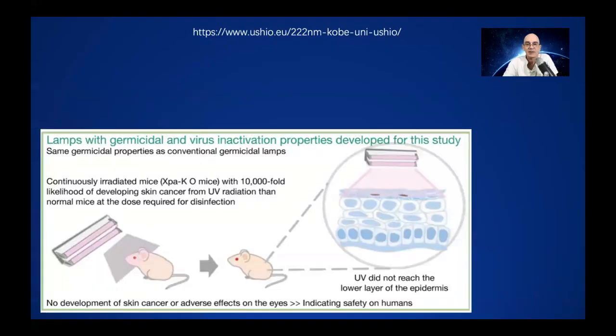This shows a very simplistic way of how they radiated the mice. You can see the UV lamp here and here. And they dissected the skin. They could see through cross-section just how deep the damage was. But VUV did not reach the lower layer of the epidermis.